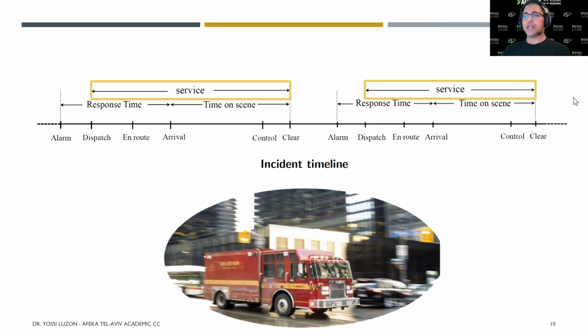Control is used to announce that the event is under control, and clear is when the vehicle is ready to be dispatched to another event. In most cases, once cleared, the vehicle heads back to its station.